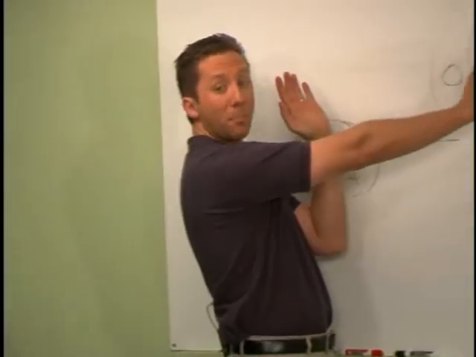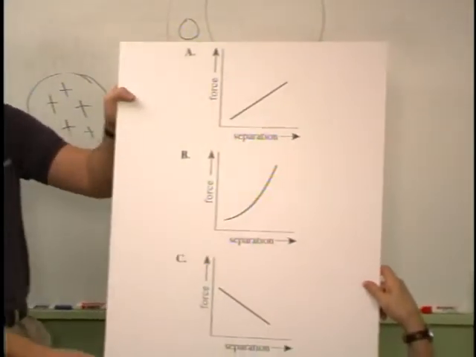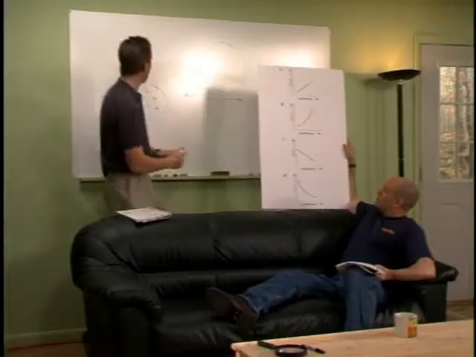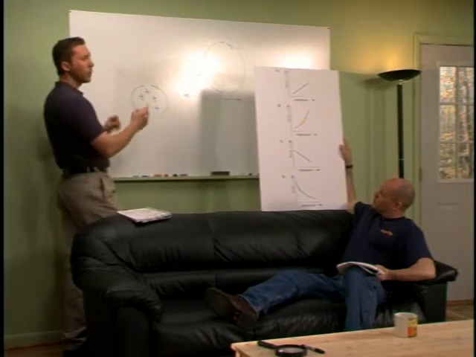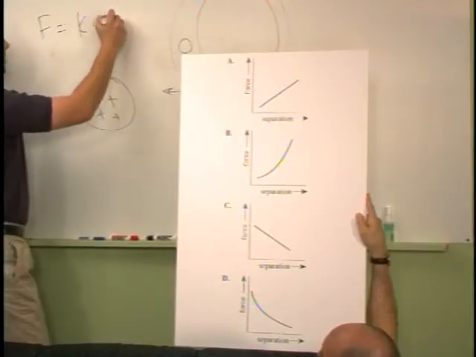In other words, as the particles move apart, which graph is going to describe the force on them as they move apart? What's the formula I'm going to use here? We've got force due to an electrostatic attraction or repulsion.